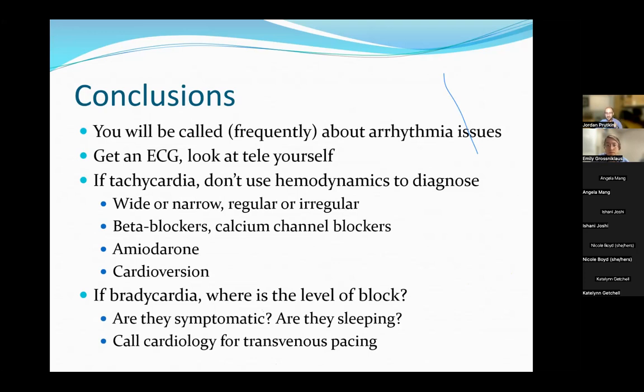Most times you're going to be safe using a beta blocker or a calcium channel blocker. If you're going to do something to try and convert it, amiodarone by far is going to be the number one thing that you're going to end up using. Cardiovert if the person is unstable.